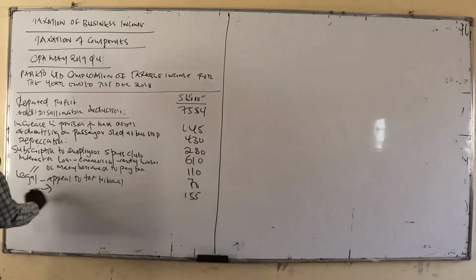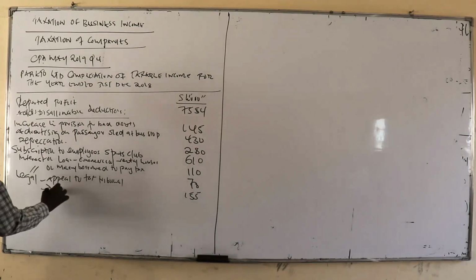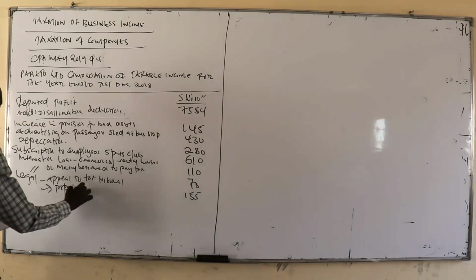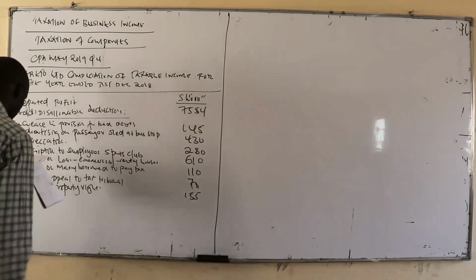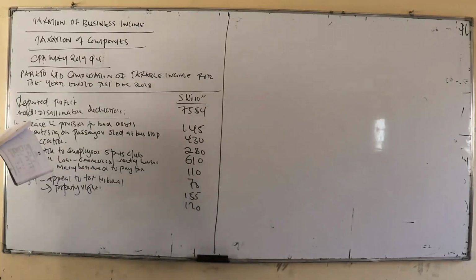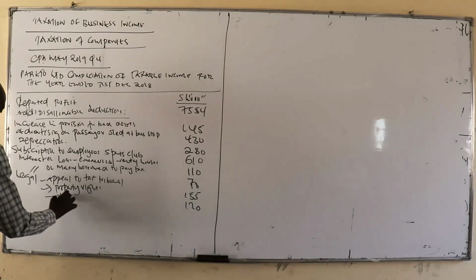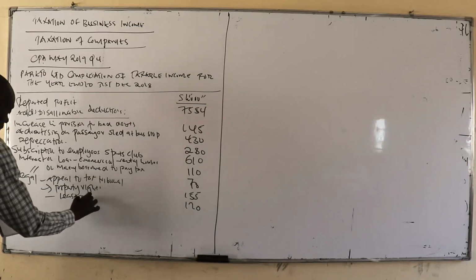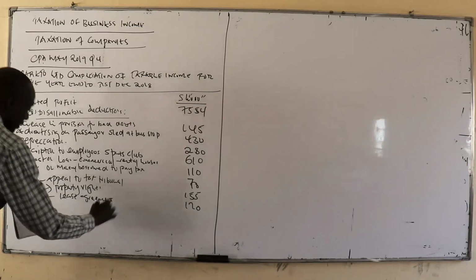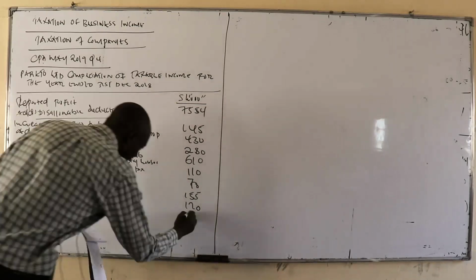Defending a business property right, that is capital. How much is it? 120. And then registration of a lease agreement. A lease agreement should be less than 100 years. It should be 99 years maximum. So you add that to the 90.